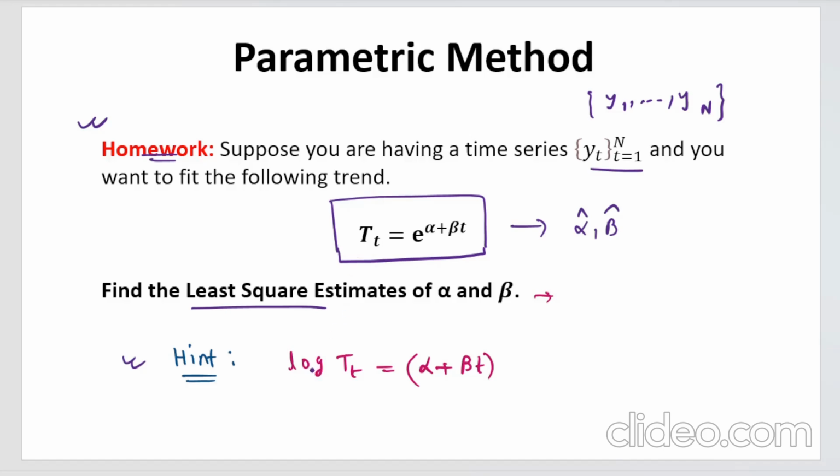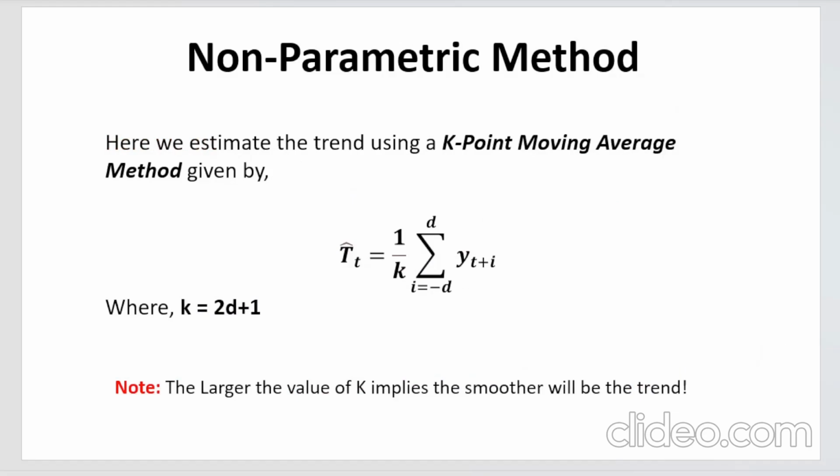Firstly take the log, because that will make your calculations easy. Since log is a monotonic transformation of any sort of functional form, and a monotonic transformation does not alter your result, it will only simplify your calculation. So firstly take the log and then apply the process as it is. So here you will minimize the summation of yt minus log Tt, nothing else, with t from 1 to n, with respect to the parameters alpha and beta, and that will give you your expression. So please do this homework and let me know what you get. With this we have finished the parametric method of estimation of trend.